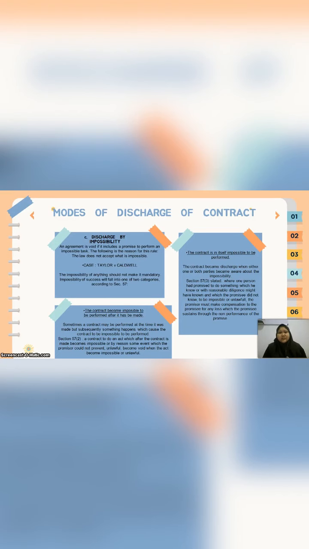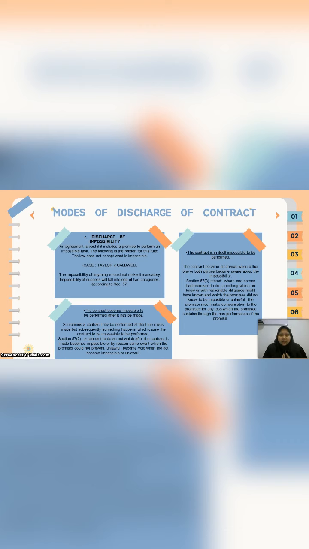Discharge by impossibility. An agreement is void if it includes a promise to perform an impossible task. The following is the reason for this law. The law does not accept what is impossible. The impossibility of anything should not make it mandatory. Impossibility of performance falls into one of two categories according to Section 57.